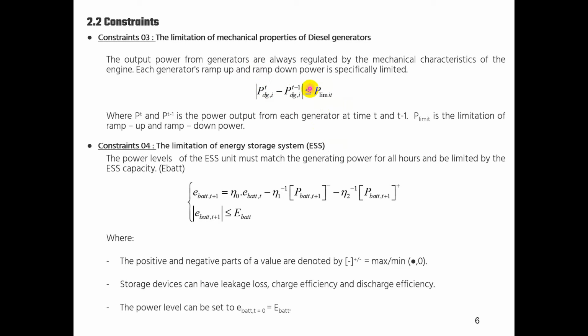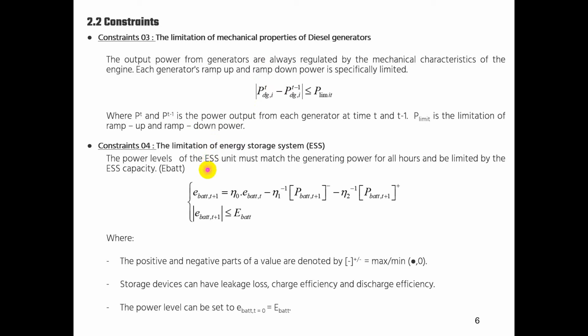We said that the power of the diesel generator at time t minus the power at time t minus 1, and the absolute value of this, has to be smaller than or equal to the power limit. Here P_t and P_t minus 1 are the power output of each generator at time t and t minus 1, whereas P_limit is the limitation of the ramp up and ramp down power. And the last constraint is about the limitation of the energy storage system.